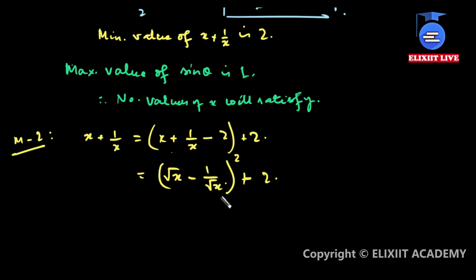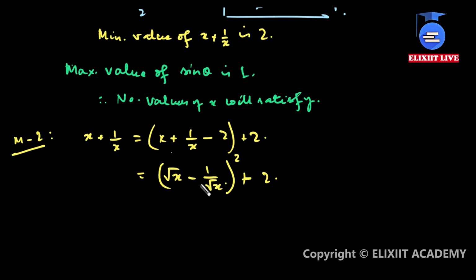If you break this thing, what you will get is root x whole square, that is x, plus 1 by root x whole square, that is simply 1 by x, and minus 2 times root x into 1 by root x. So root x will cancel out from there, and you are left with 2 itself.